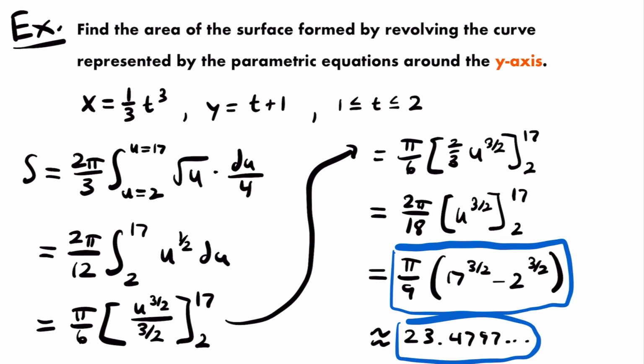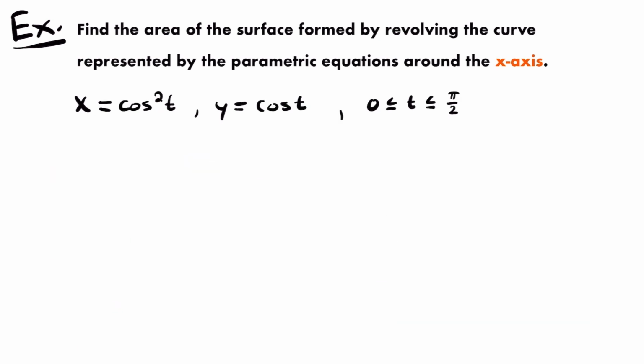Okay, and so that's it for this example, but let's take a look at one more final example for this video. All right, so here's our last example. We want to find the area of the surface formed by revolving the curve represented by the parametric equations around the x-axis. And this time our parametric equations are x equals cosine squared t and y equals cosine t.